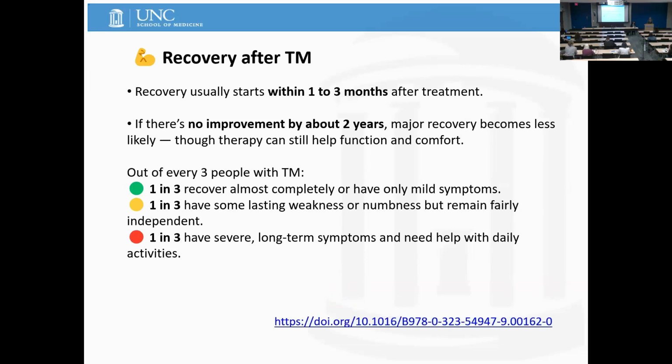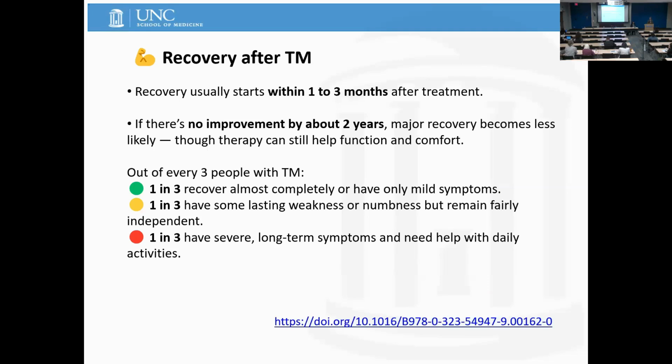So recovery usually starts within that first 1 to 3 month period. That's why I always tell my patients it is really important to stay active, and it's really important to go to physical therapy and occupational therapy, because this is the key critical time where somebody has the most potential to recover from their symptoms.